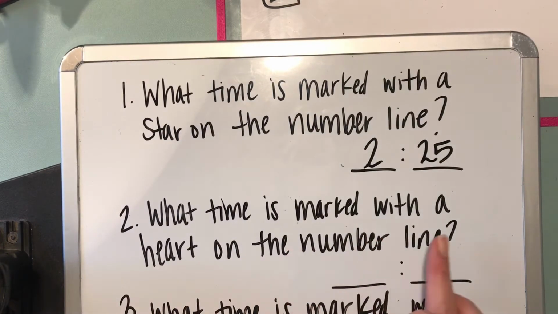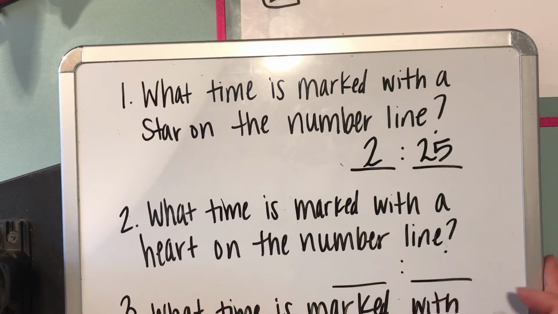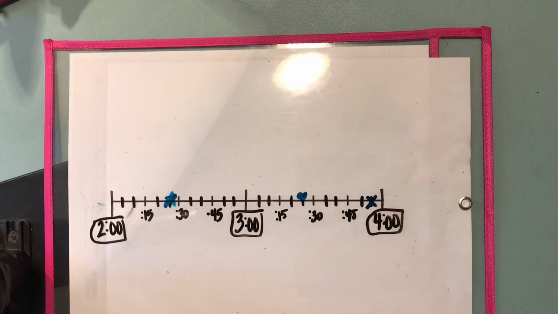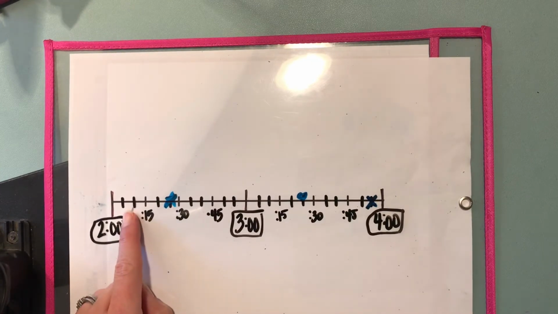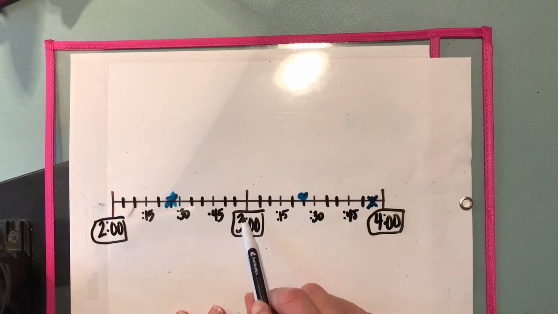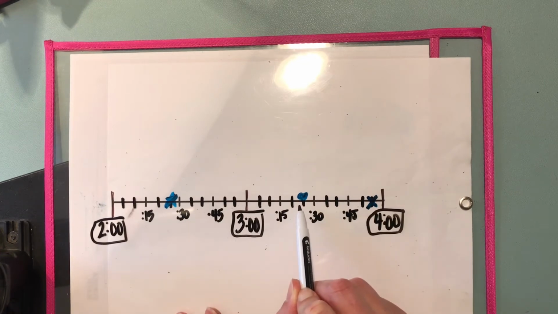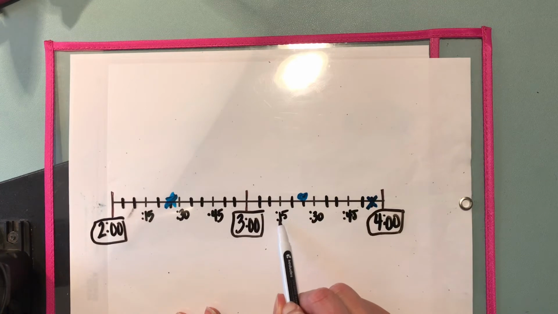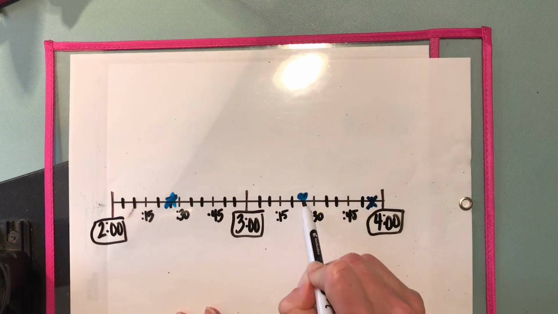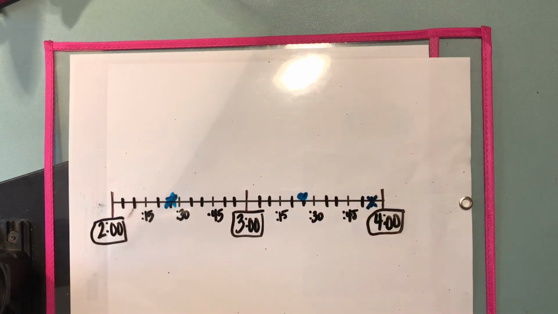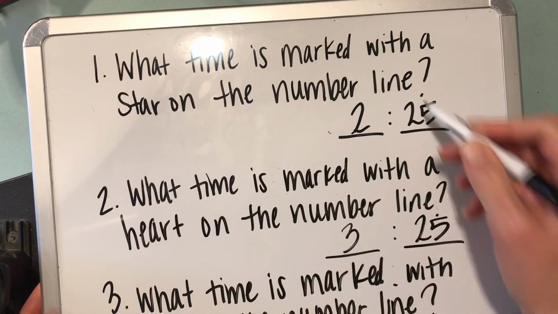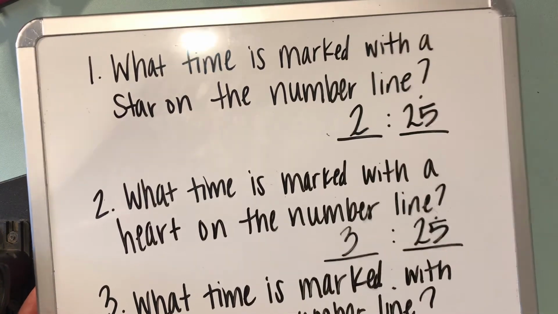Then I'm going to go to the next question. What time is marked with a heart on the number line? Now I have to read my number line and find the heart, again remembering that each line means an additional 5 minutes. The heart is over here. It's past 3 o'clock, so I know my hour is 3. Here's 3:15, so I'm going to start there: 3:15, 3:20, 3:25. My hour is 3 and my minute is 25. One more hour than the last one.